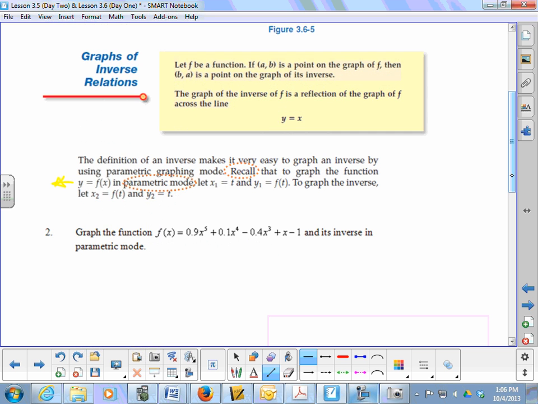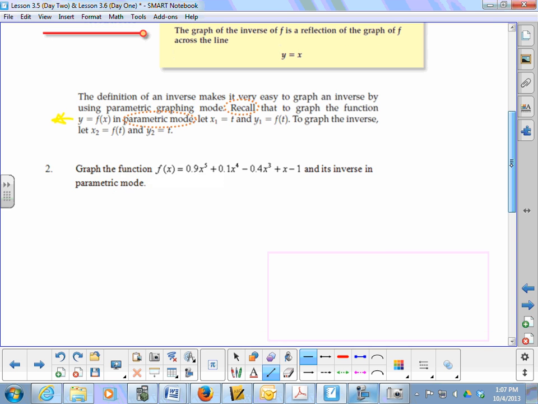All right, graphs of inverse relations. Let f be a function. If (a, b) is a point on the graph of f, then (b, a) is a point on the graph of the inverse, where we just switched x and y. The graph of the inverse is a reflection across the line y equals x. So the definition of inverse makes it very easy to graph an inverse by using parametric graphing mode, because all we have to do is switch x and y and it'll graph it. So we're going to take a look at graphing in parametric mode.